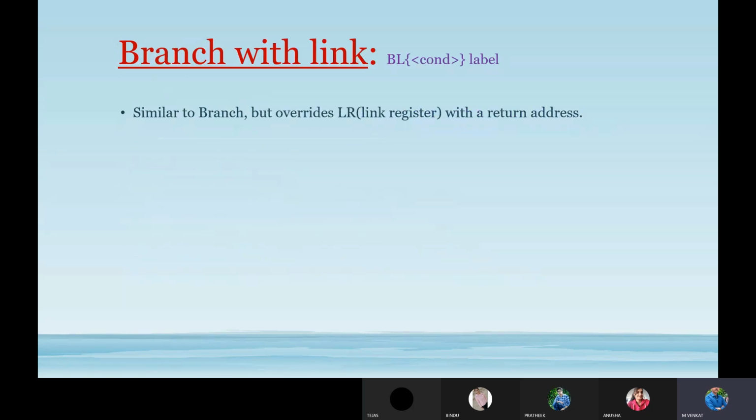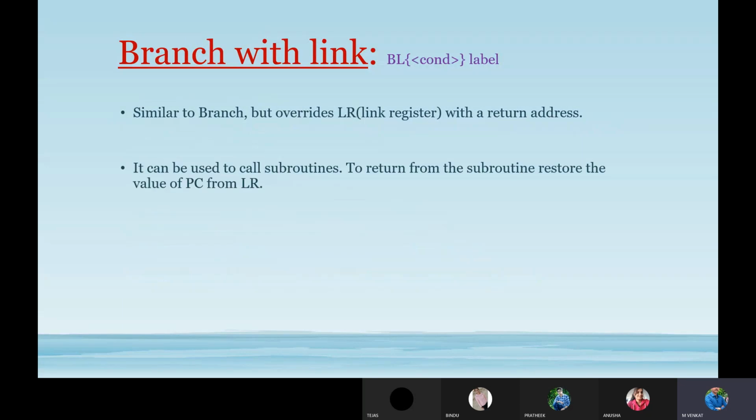Branch with link. Similar to branch, but overrides the link register with a return address. It can be used to call subroutines. A subroutine is a sequence of program instructions that performs a specific task, packaged as a unit. This unit can be used in different programming languages. A subroutine may be called a routine, subprogram, function, method, or procedure. To return from the subroutine, restore the value of PC from the link register.